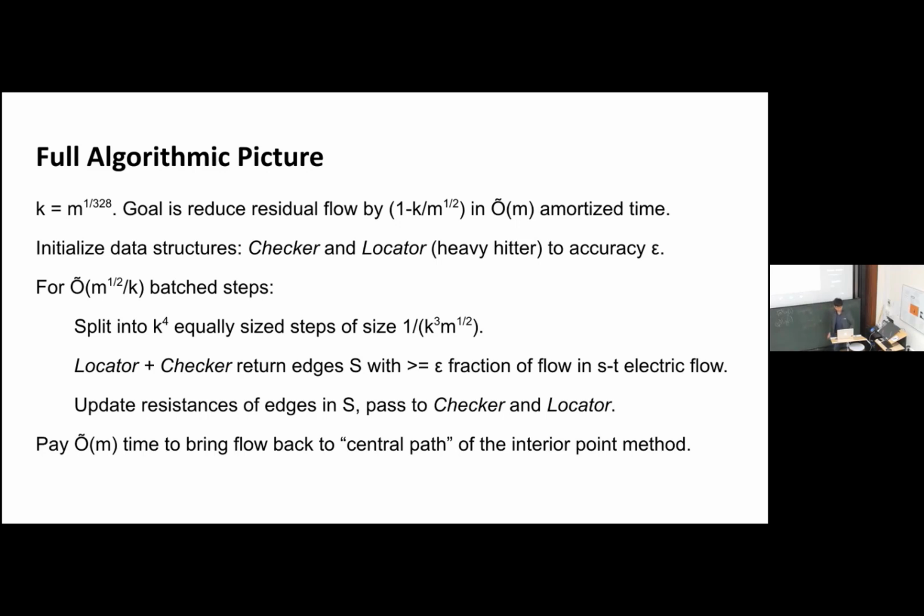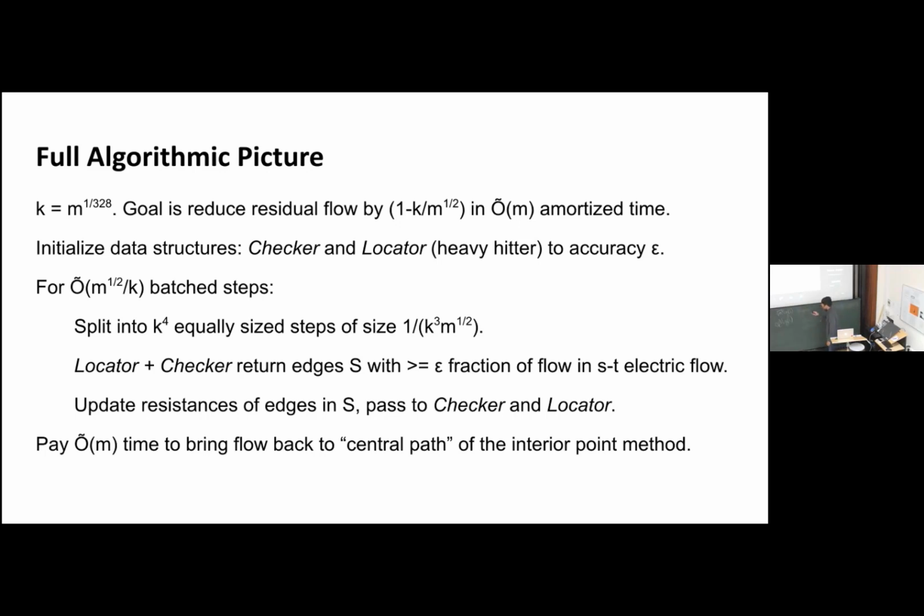And then finally, at the end of every batched step, we're going to pay a nearly linear time to recenter to the exact central path. This is a property of interior point methods. If at any point I'm close to the central path, I can just pay a linear runtime to get exactly back on the central path. So we'll just do that at the end.